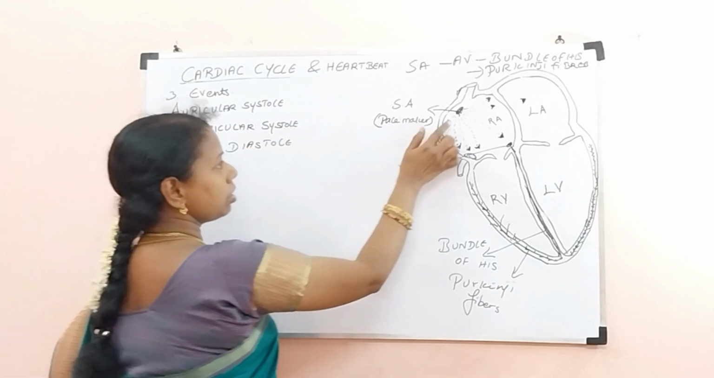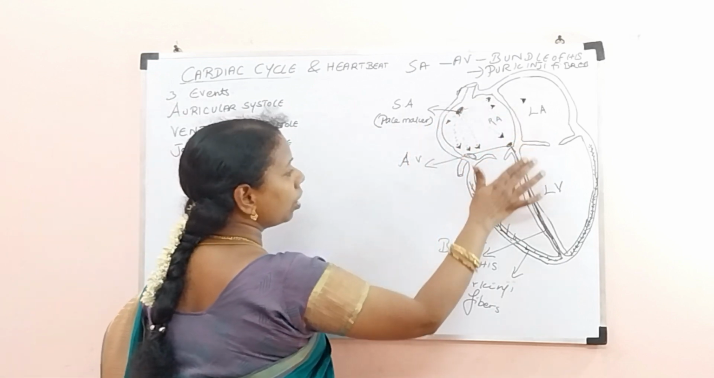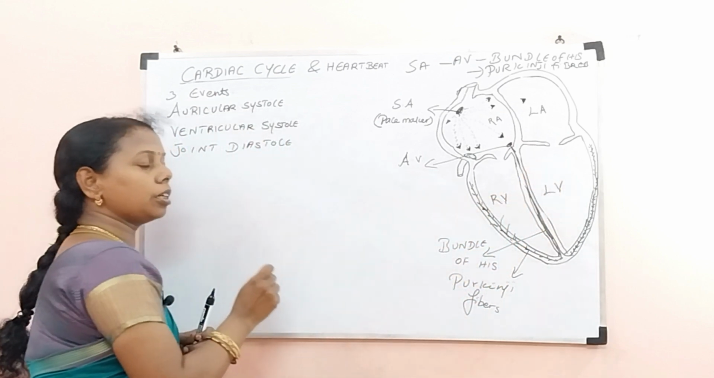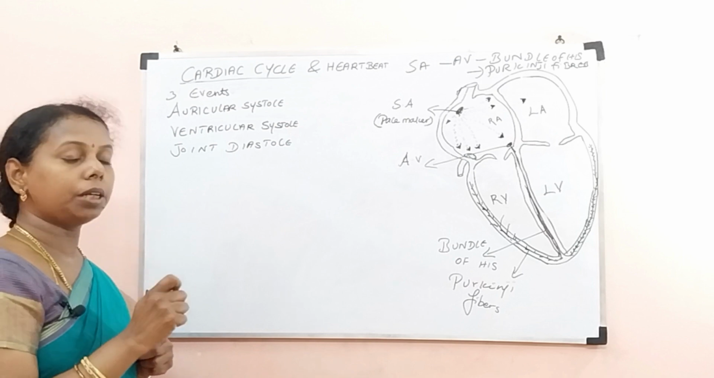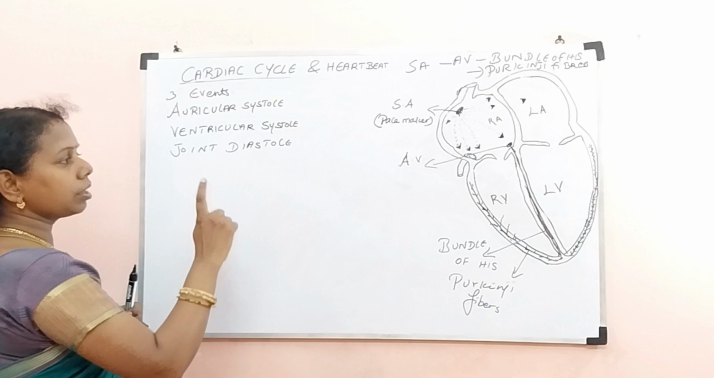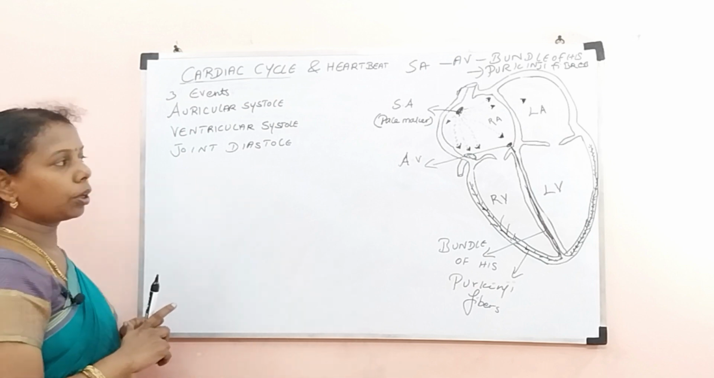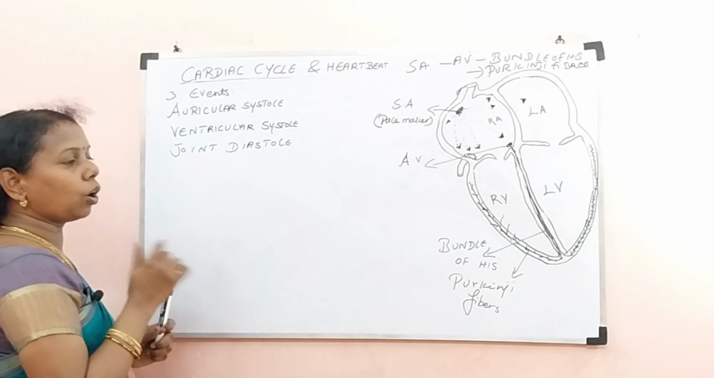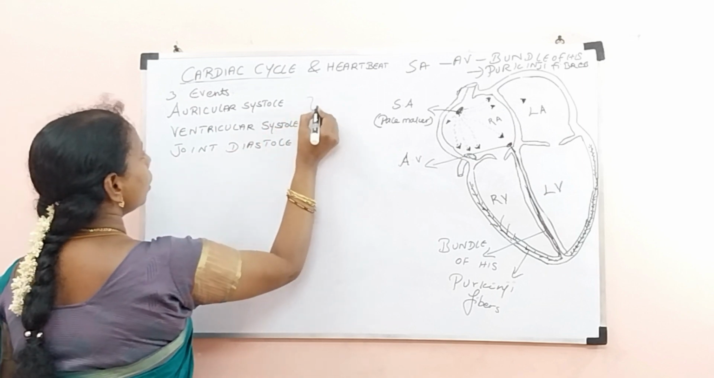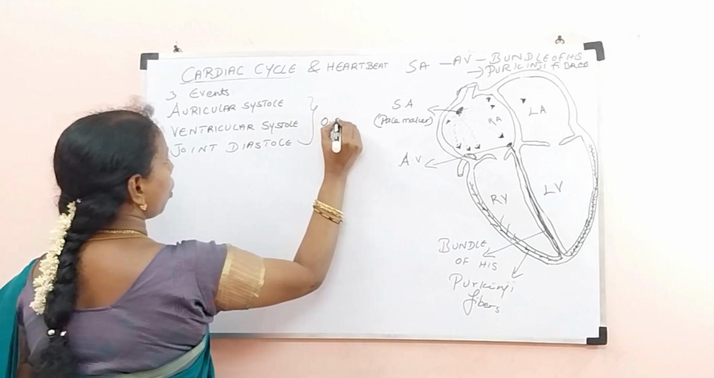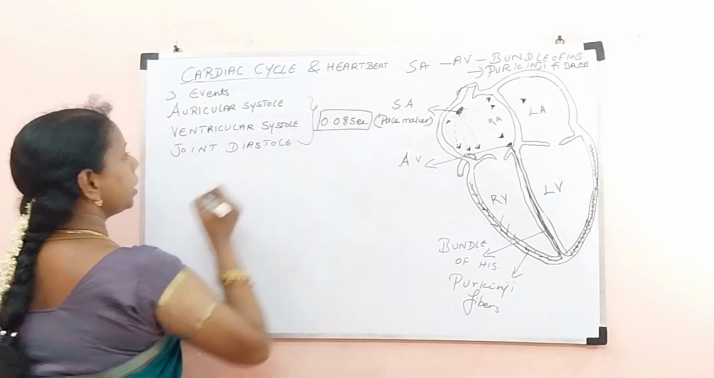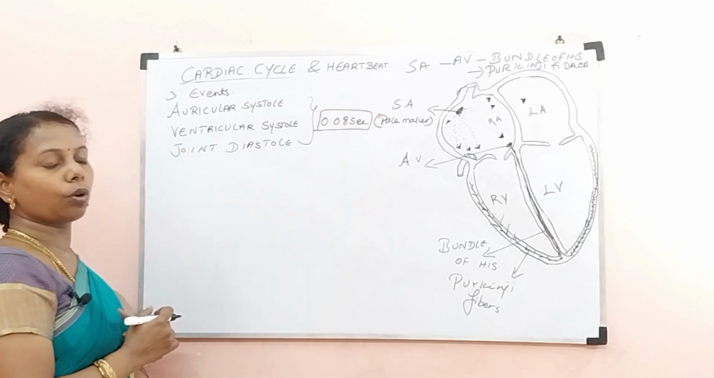Ventricular systole, we know SA node has to send impulse to AV node, then bundle of His and Purkinje fibers, so that the ventricle can contract and push the blood to the aorta and pulmonary artery. Joint diastole is when all these valves are closed, both tricuspid, bicuspid and also semilunar, and that we call joint diastole. So all these three events happen within 0.08 seconds. So one cardiac cycle takes around 0.08 second.